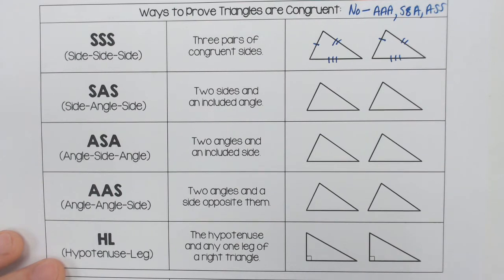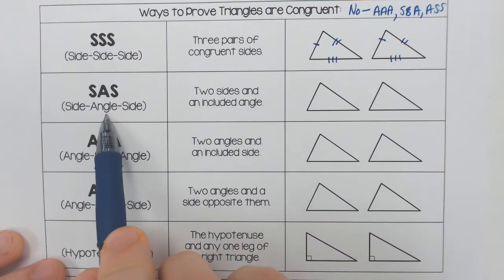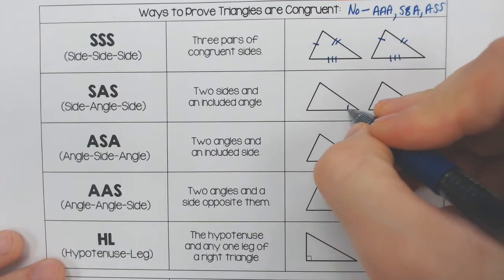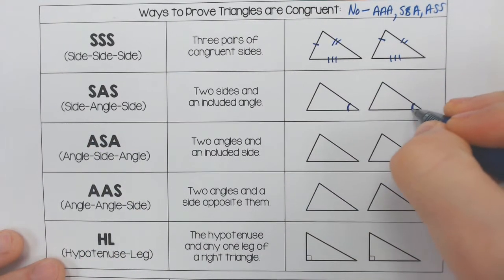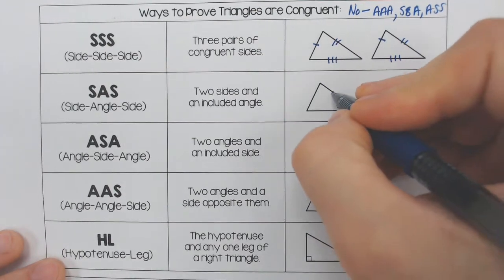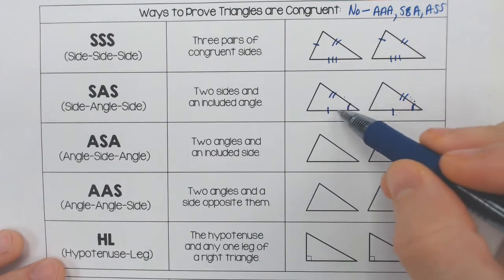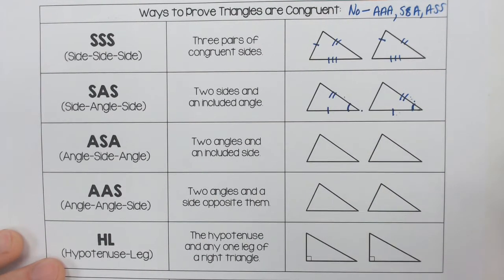Side, angle, side: the angle has to be in between the two S's, in between the two sides. So if this was our angle, then the sides that would have to be congruent would have to put that angle in between the two sides. So the sides are wedging in between that one angle.